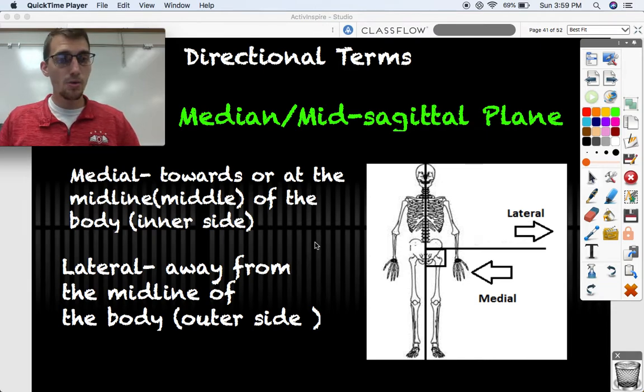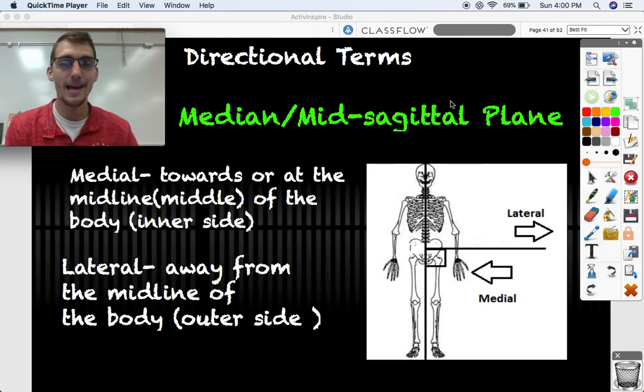All right, let's see, what's another one? My nose is medial to my ears and my eyes, so it's more towards the midline. The opposite of medial is lateral, away from the midline, so I could also say my ears are lateral to my nose. My shoulders are lateral to my sternum. Make sense? I hope it does. So those are lateral and medial, and those are terms with respect to the mid-sagittal plane. If it's closer to the mid-sagittal plane, it's medial. If it's further away, it's what we call lateral.